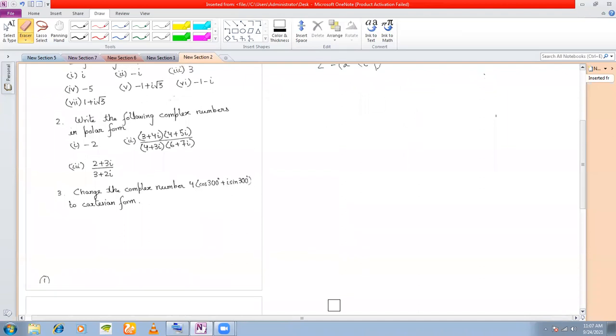Part 2. Let z is equal to (3 plus 4i) into (4 plus 5i) divided by (4 plus 3i) into (6 plus 7i). We need to find out the polar form of this complex number. Again, we need to find out the modulus and the amplitude.